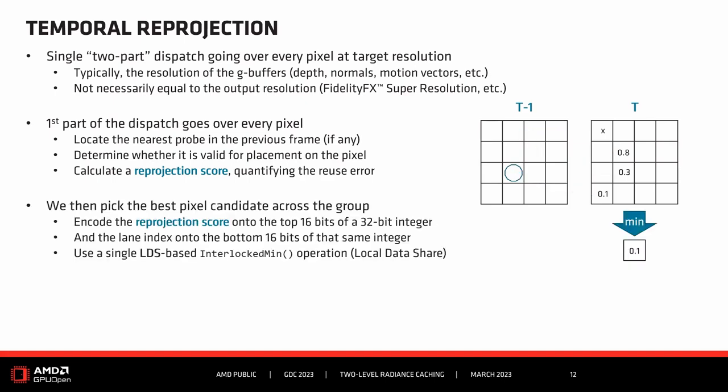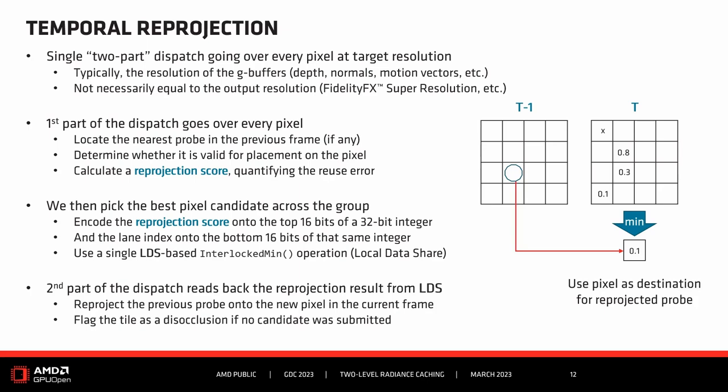Then we want to reduce to the single best candidate. This is done by encoding the reprojection score onto the top 16 bits of a 32-bit integer and the index of the corresponding lane onto the bottom 16 bits of that integer. Then we can use a single LDS-based atomic min operation, LDS here standing for local data share, to reduce down to the best candidate across the group.